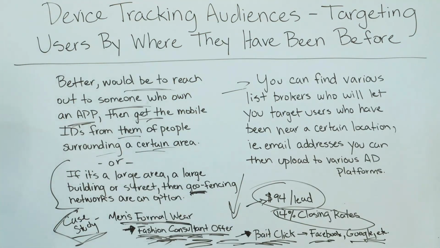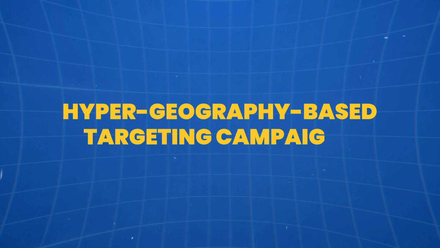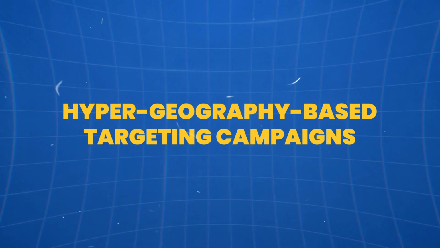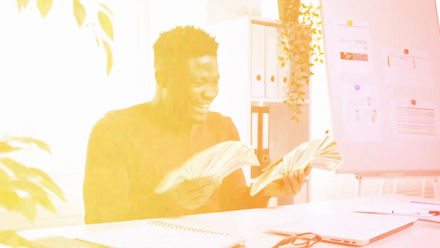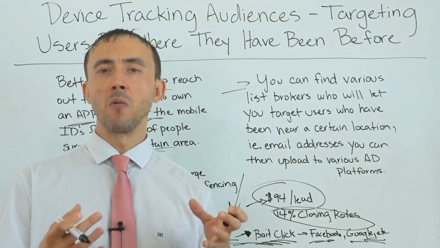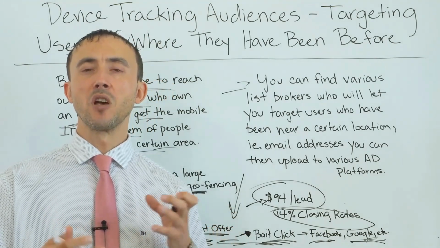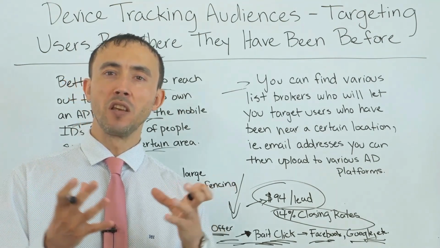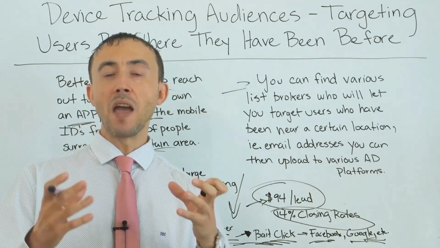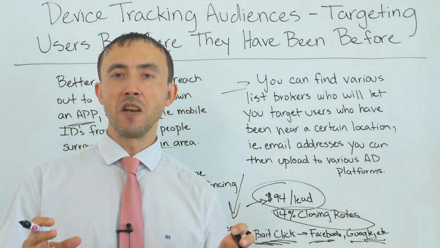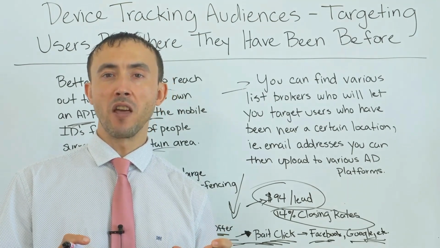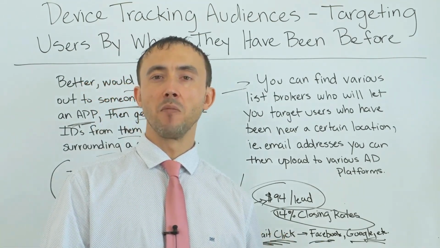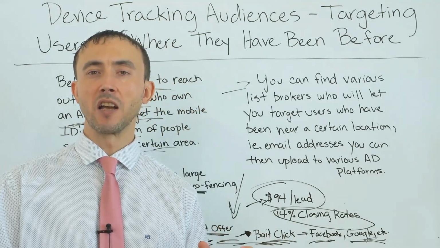Going back to what I was saying, that's one example of how to run hyper geography-based targeting campaigns that can make you money. I talked earlier in this video about how we did this for a personal injury firm, where somebody was near a helipad. With blueprint targeting, you literally can target a 100 by 100 meter area, and just target people who enter that area.